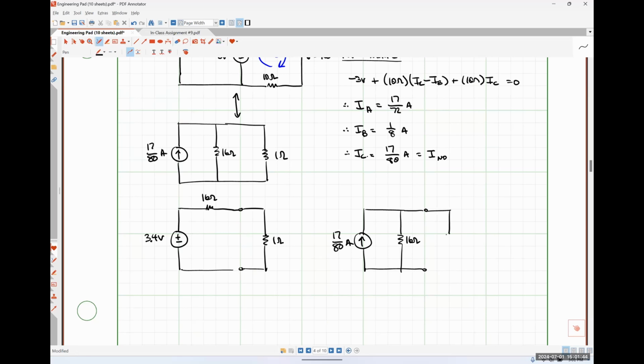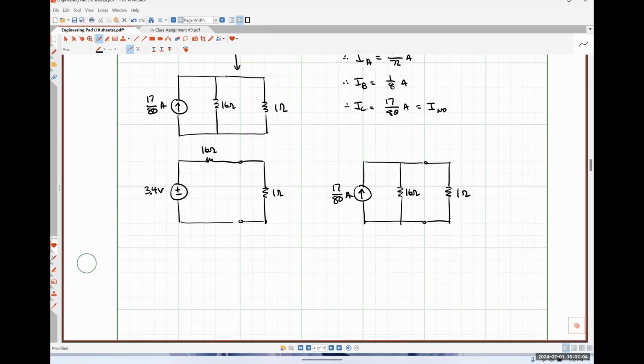And then here is our 1 ohm resistor. So hopefully we can all see and understand that our Thevenin equivalent circuit is just the source transformation of our Norton equivalent circuit and vice versa, right?